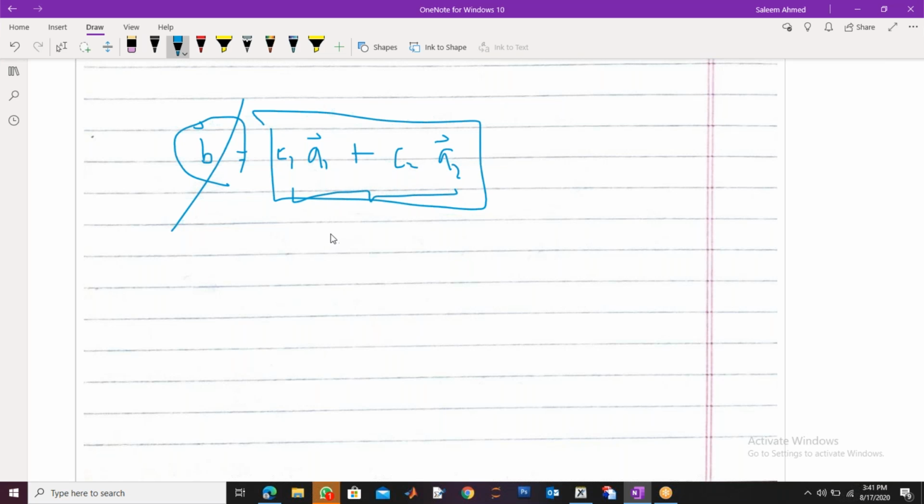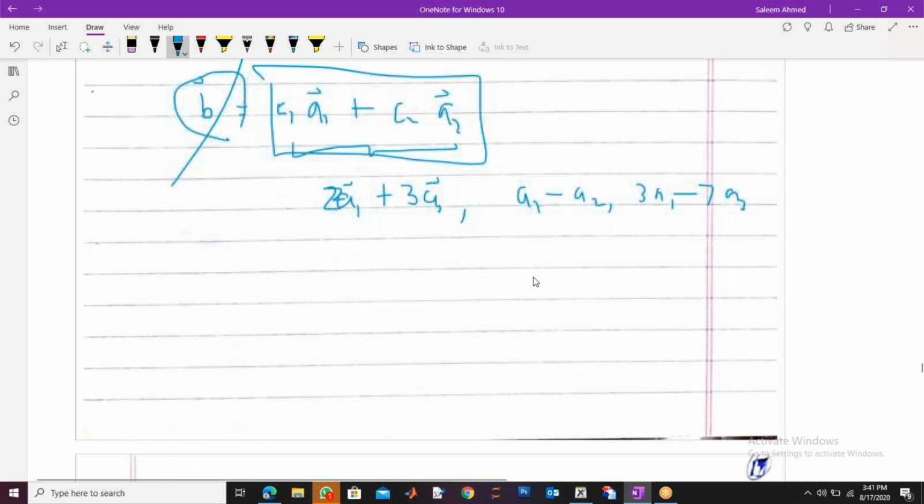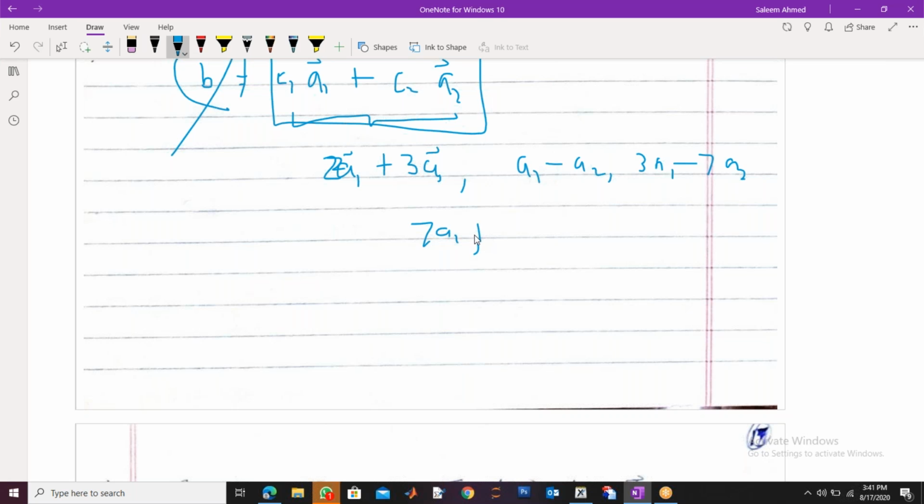Let's say 2A1 plus 3A2, this is one linear combination. I'm not asking you whether this is equal to some vector or not. I'm just writing a linear combination of A1 and A2. Another linear combination is A1 minus A2, right? Another is 3A1 minus 7A2. You agree with that? All are linear combinations. Even 7A1 is also a linear combination. Why? Because you can write it as 7A1 plus 0A2. So even if I just write A1 or any multiple of A1, these are all linear combinations.